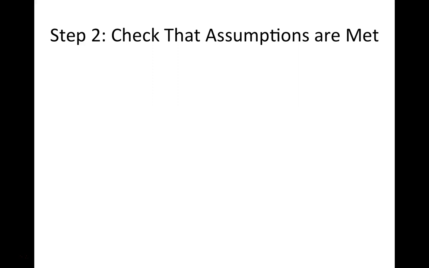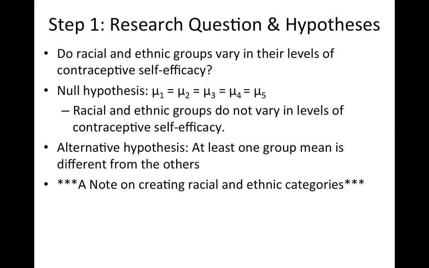So once we have our research question and our hypotheses: do racial and ethnic groups vary in their levels of contraceptive self-efficacy? Our null hypothesis is that populations don't vary. The alternative hypothesis is that at least one group mean is different from the others. And the Huck text actually talks about the distinction between planned comparisons versus post hoc tests.